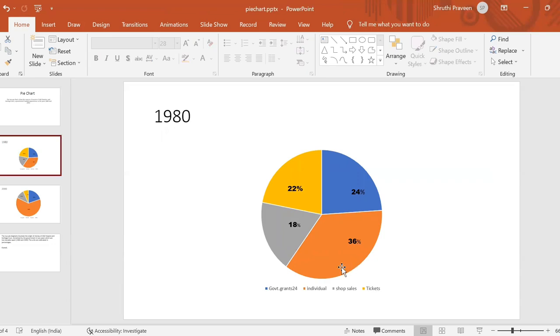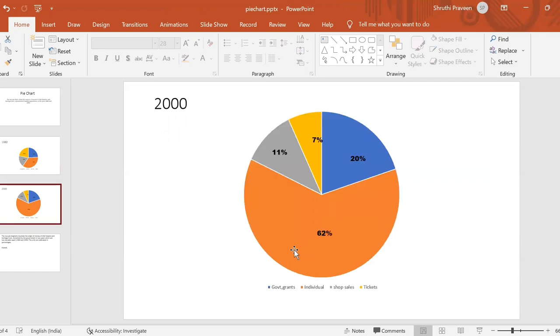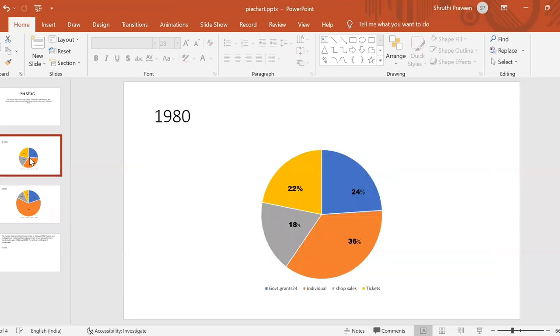The most significant thing you notice as soon as you see the two charts is that the income from individuals from 36% it has gone to 62%, which is almost double, not correct double. The exact double of 36 would be 72. Okay. That is the most significant data.